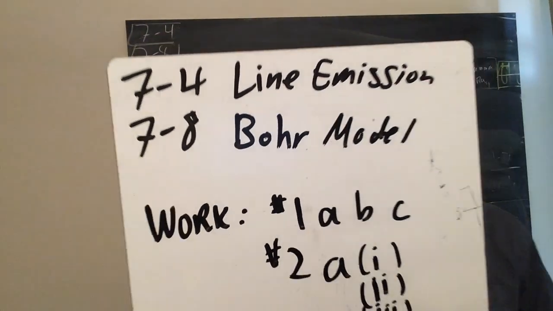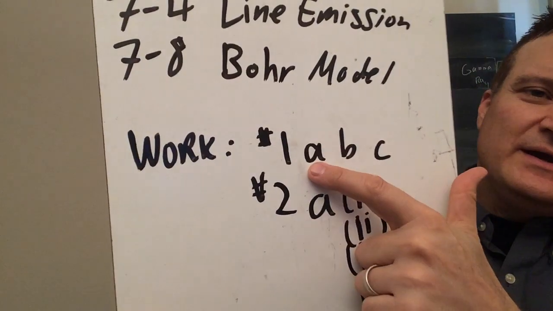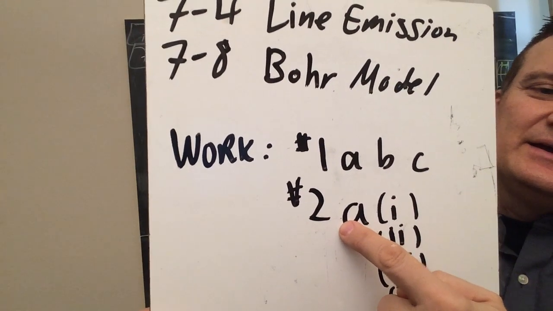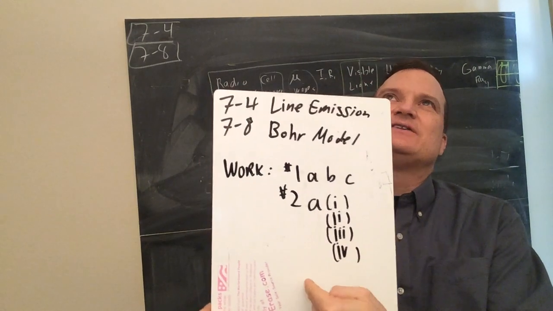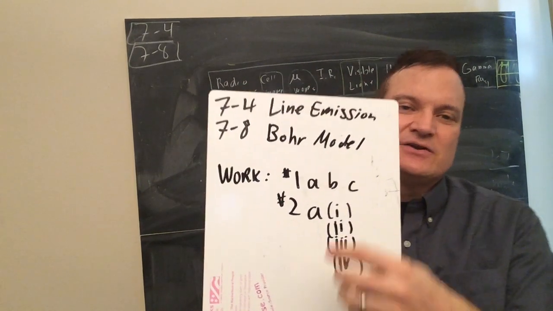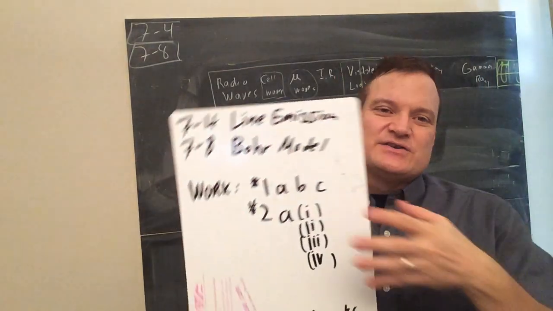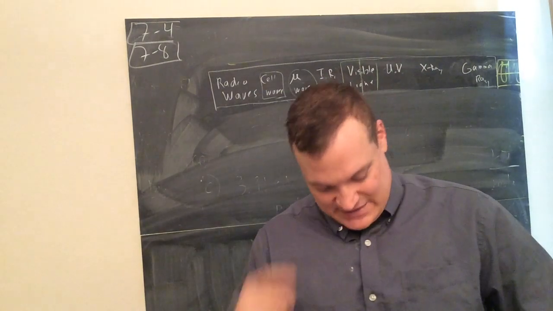In 478, the line emission spectrum and the Bohr model, work number 1 on the worksheet, A, B, C. Then number 2A, do 1, 2, 3, 4. When you read the question, you'll see that there's a 2A, I think a 2B, maybe a 2C, I'm not sure. But each one, they want you to answer 1, 2, 3, and 4. 4 things. You can just do number 2A, 1, 2, 3, 4. If you want to do all of them, you could. For more practice, that's fine.